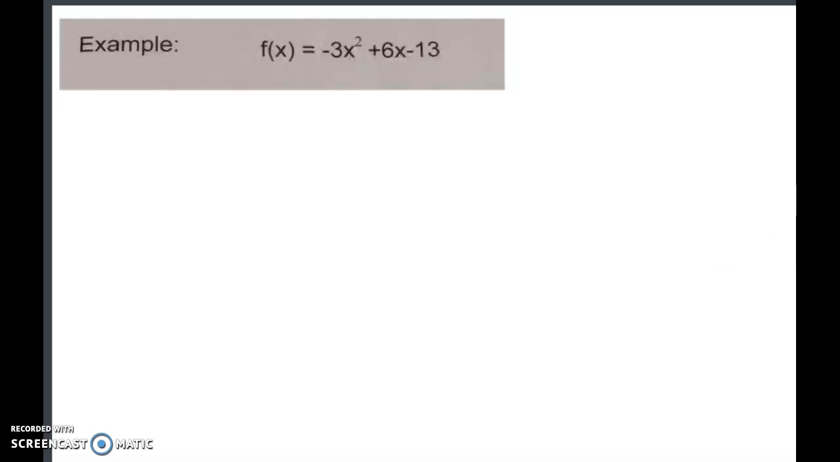So let's talk about this example. With this, we're not going to graph it. We're just going to talk about the steps of graphing, and then we're going to add in domain and range. The first thing we're going to look at is whether it's going to open up or open down. Since a is -3, that means it's going to be opening down, making it a maximum.